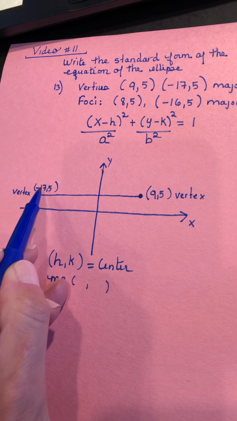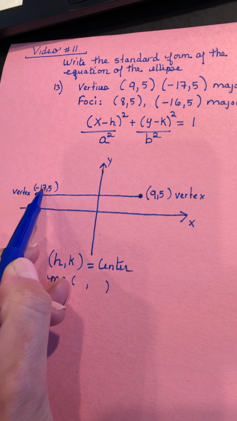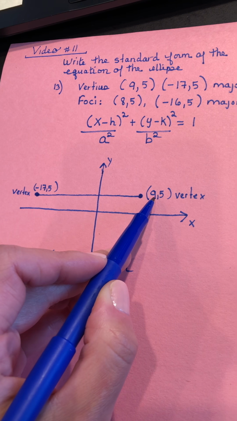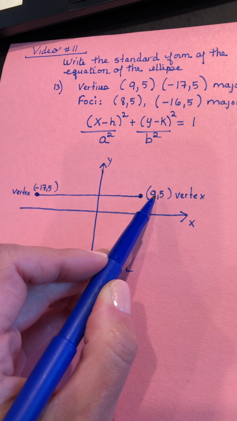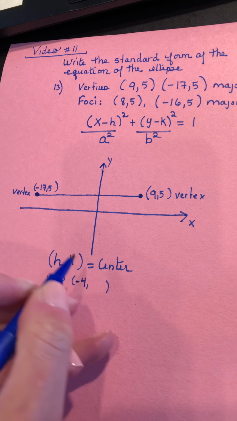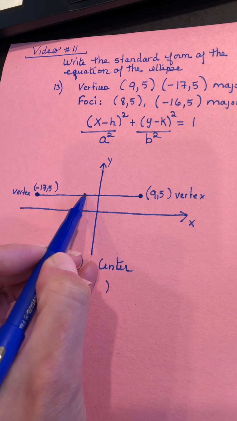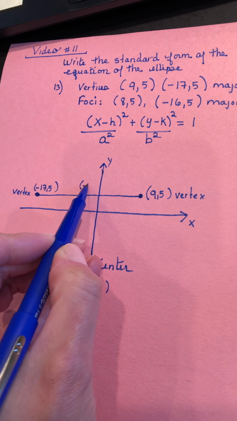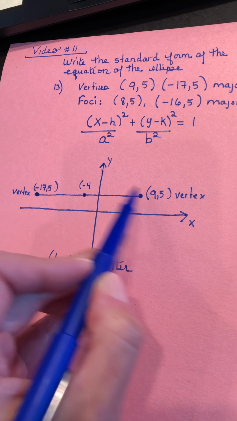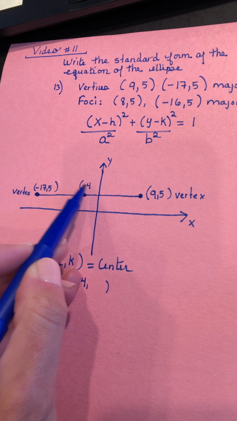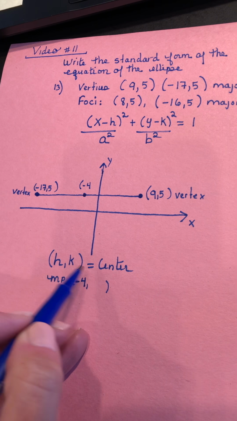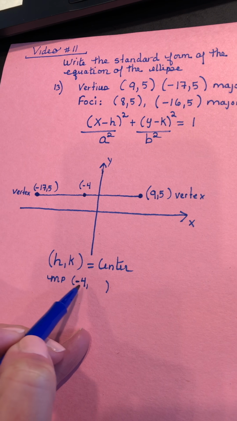So I have to think about this. What number is in the middle of negative 17 and 9? Well, that number should be negative 4. Okay, so let's make sure we agree with that, right? Negative 4 is 13 units from positive 9. Negative 4 is also 13 units from negative 17. So I'm convinced that the center h value is negative 4.